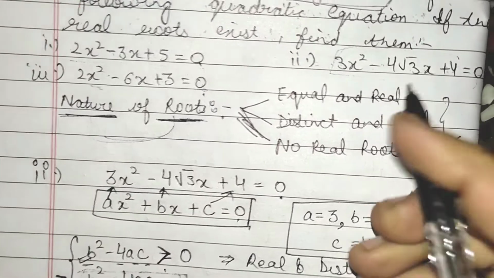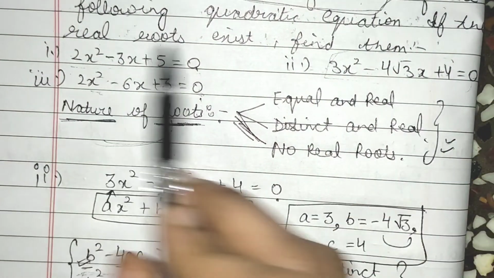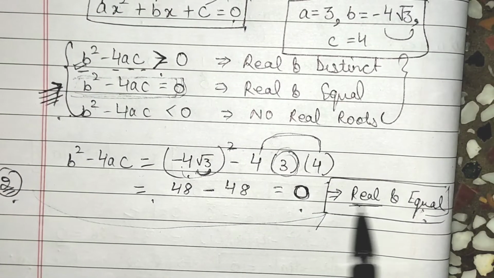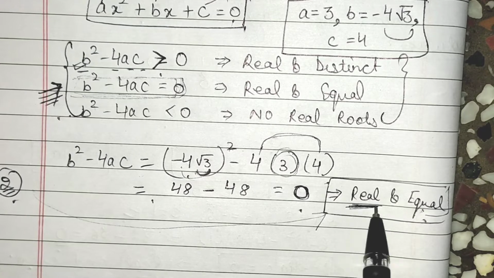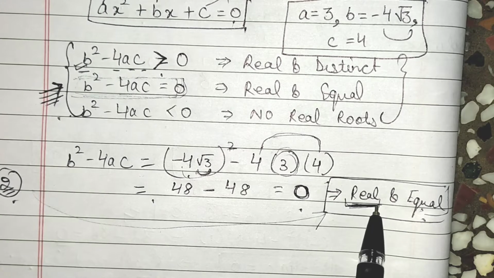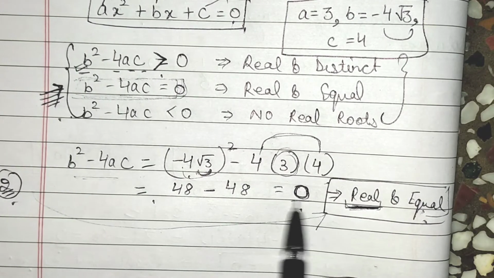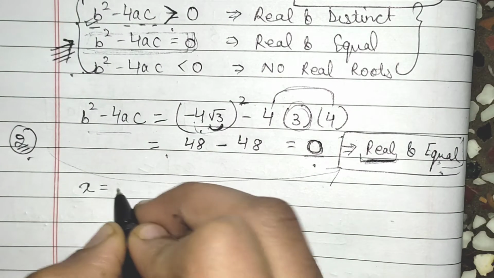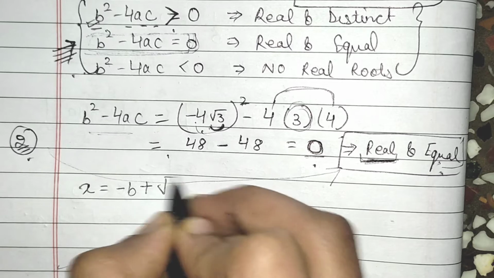So in the question, what is given? If the real roots exist, then find them. If real roots exist means we have found that real roots are present, because this value is equal to 0. So the question says then find them. So how will I find them?